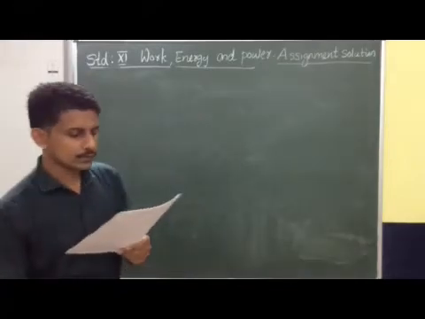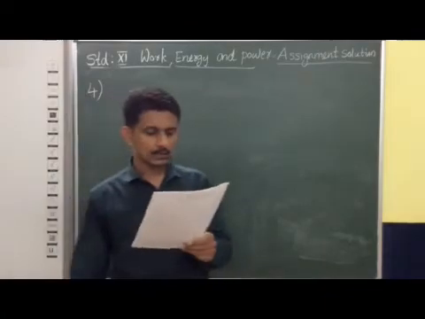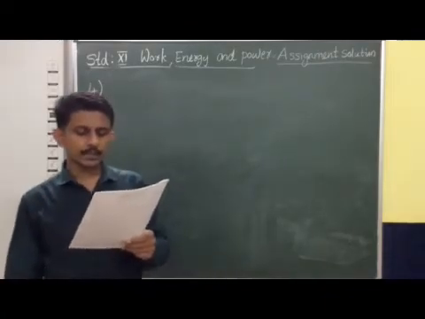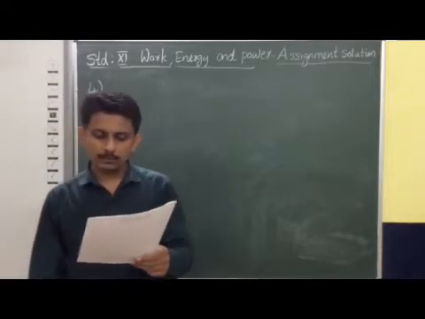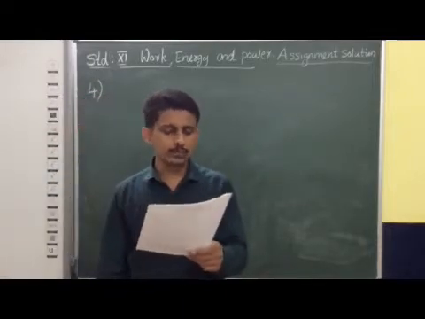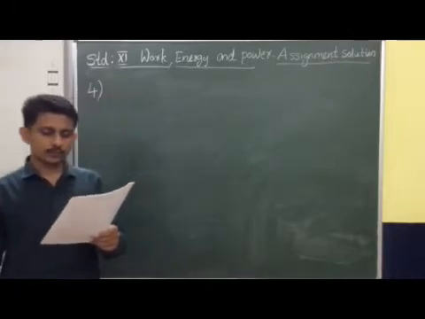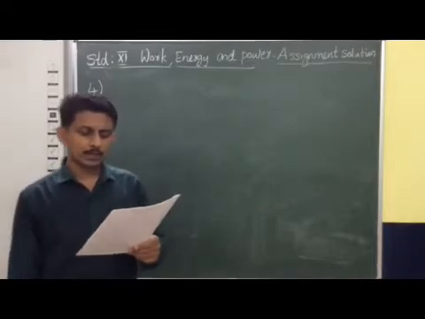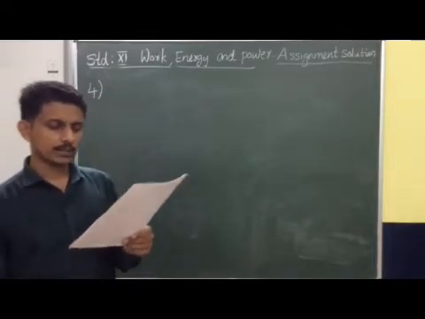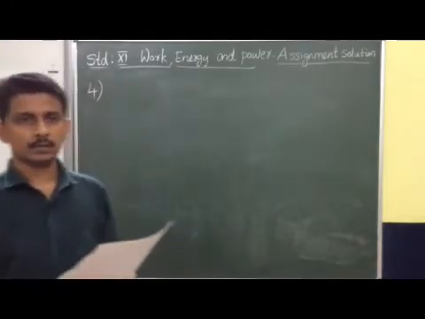Now we will solve our question number 4. An elevator can carry a maximum load of 1800 kg. It is moving up with a constant speed of 2 meters per second. The frictional force opposing the motion is 4000 Newton. Determine the minimum power delivered by this motor to the elevator in watts as well as in horsepower.